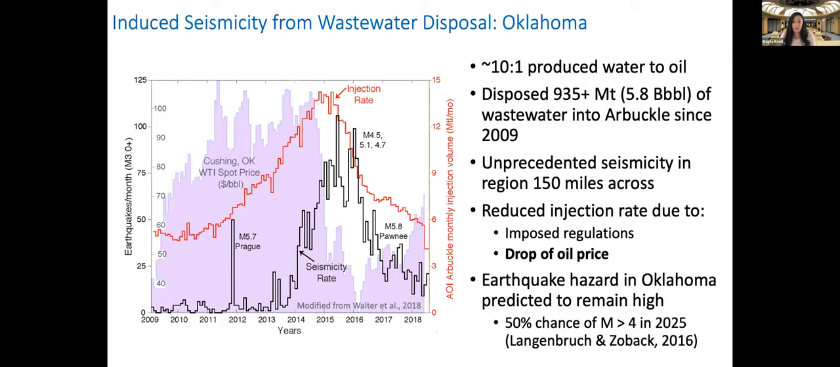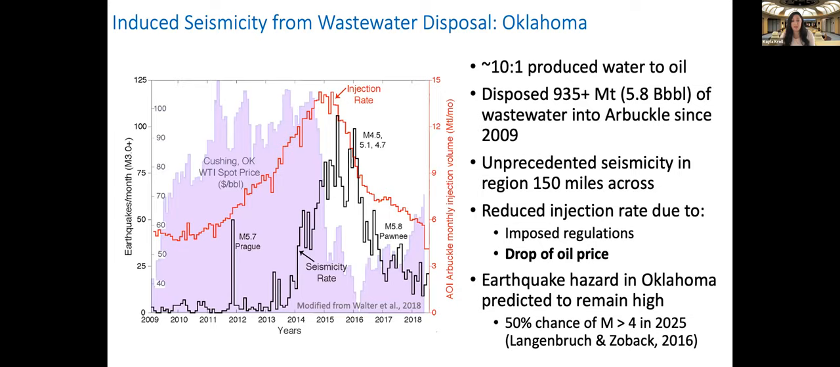And the high water cut drove operators to dispose of fluids in the Arbuckle, which is shown in the red line. And after about a year or so of this disposal, we see the uptick in seismicity, which is shown in the black line. And the seismicity occurred over a region that was more than 150 miles wide.